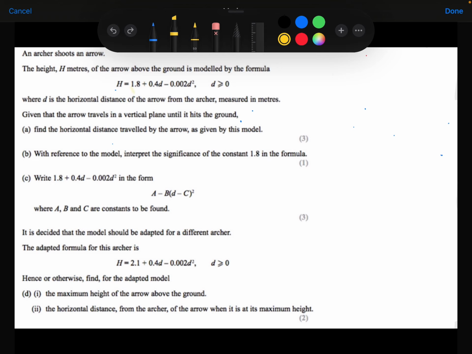Well, this represents the height h when the horizontal distance is 0, because I would have h equals 1.8 plus 0.4 times 0 minus 0.002 times 0 squared. So if the horizontal distance is 0, then the height is 1.8. So what that's saying is that 1.8 is the height that the arrow was fired from.